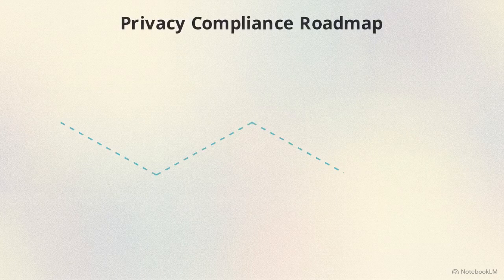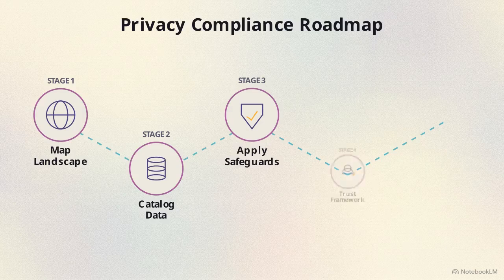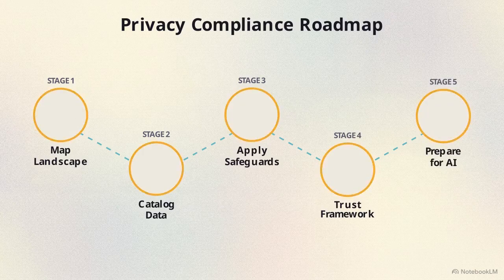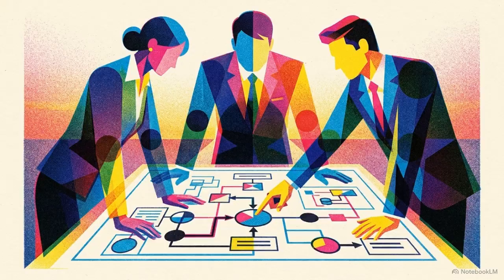You have the roadmap. Map the landscape, catalog your data, apply safeguards, build your trust framework, and prepare for AI. Acting as a responsible, transparent steward of information reduces your exposure to risk and creates a more stable foundation for your future growth. Begin your transition today.